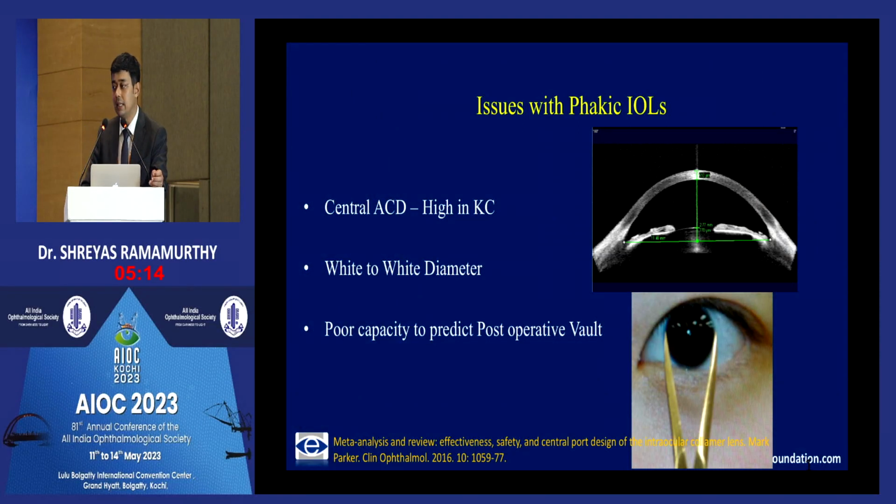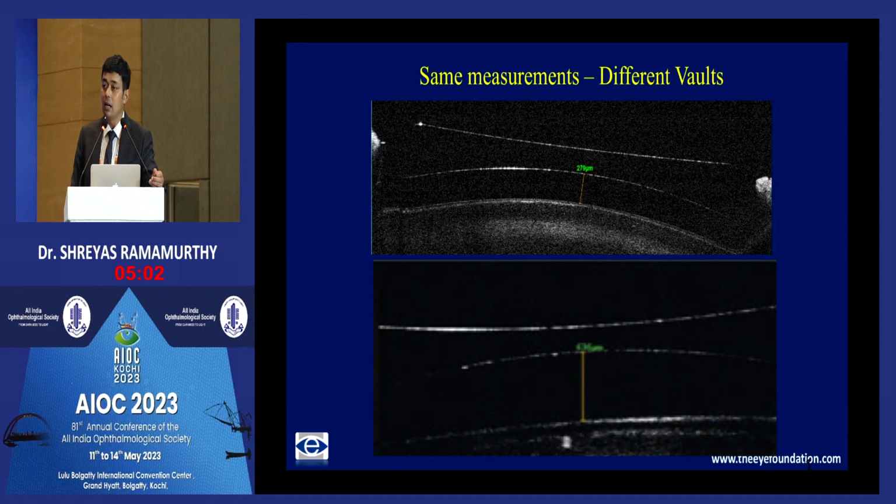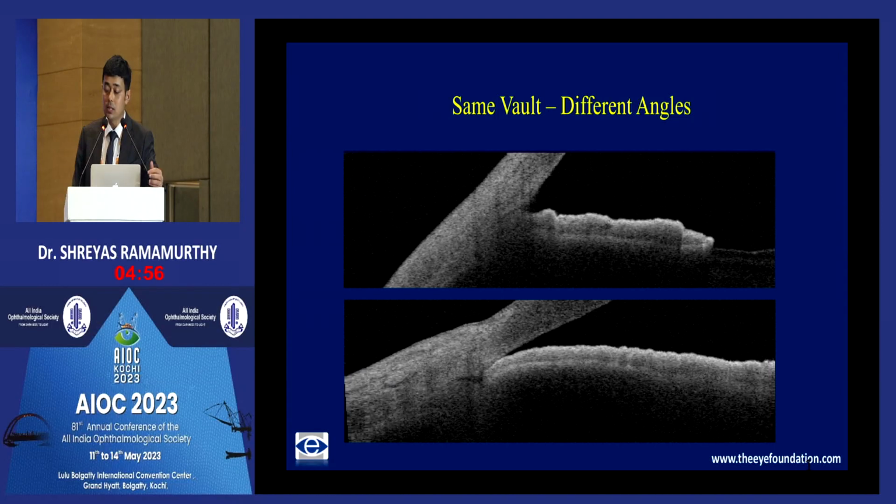But we all know that the central ACD can be high in keratoconic patients, especially if the cone is steep in the center. The keratometry being high gives a falsely high anterior chamber depth. And this can result in a higher vault than what you would have normally predicted. For the same white to white, you might end up with a higher vault. For the same white to white, you might end up with a narrower angle as compared to a regular patient.